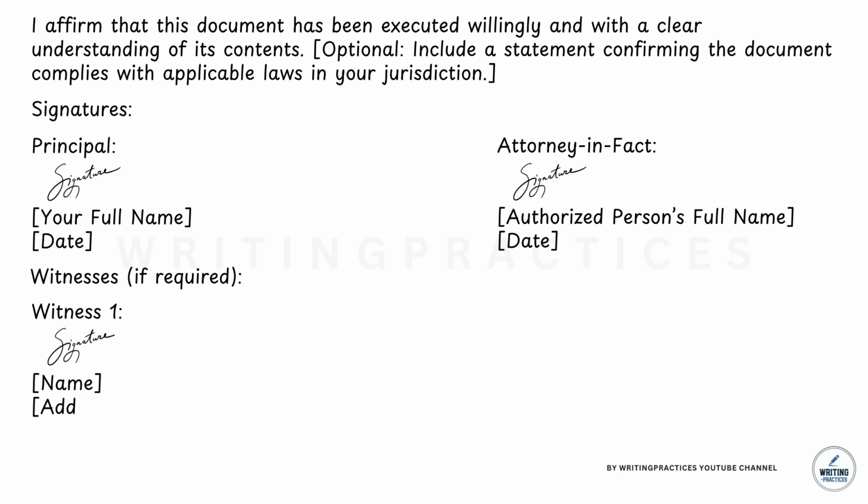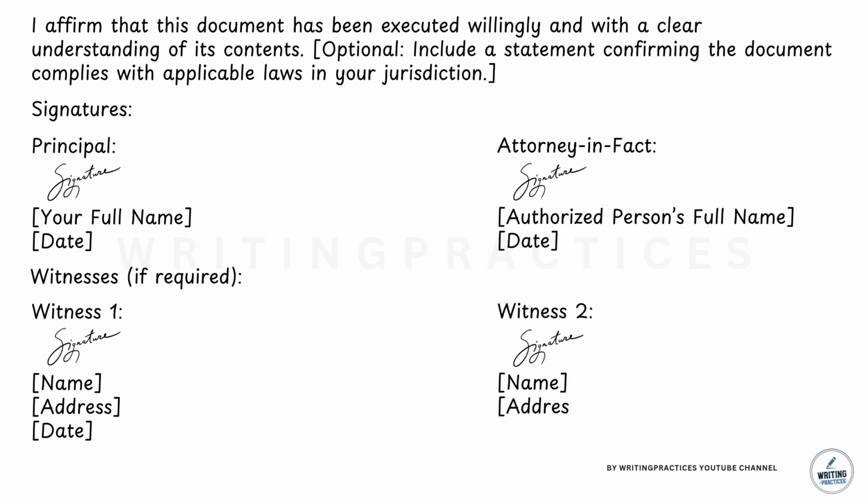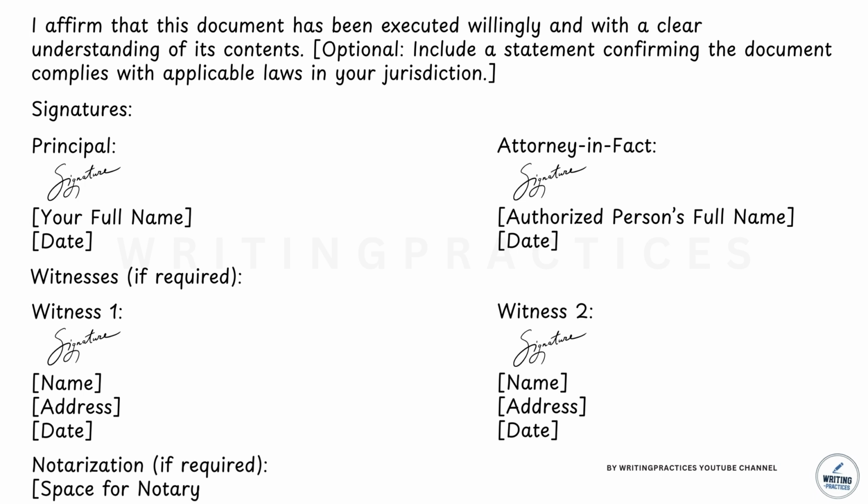Witnesses and notarization. Depending on your jurisdiction, you may need witness signatures or notarization. Examples: Witness 1, name, address, signature, date. Notarization, space for notary public details, seal, and signature. Witnesses provide additional verification of the document's authenticity. Notarization is often required for financial or legal POAs to meet legal standards.